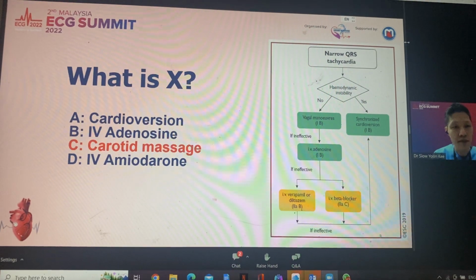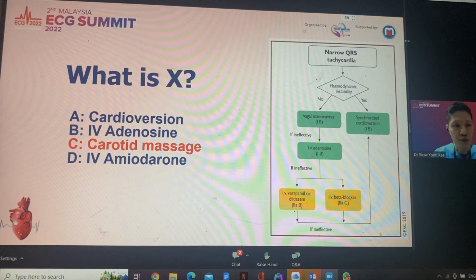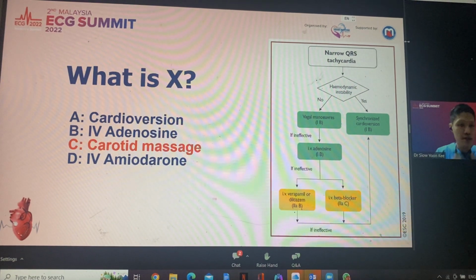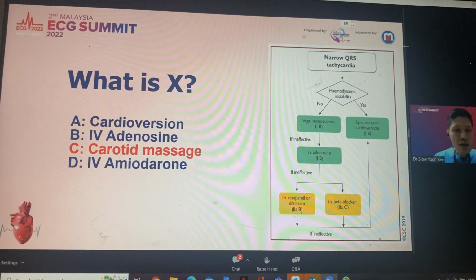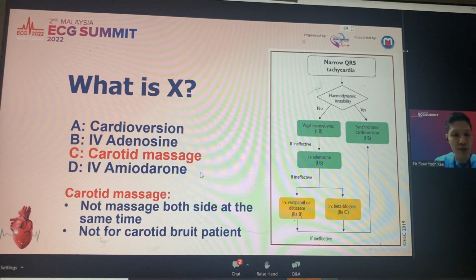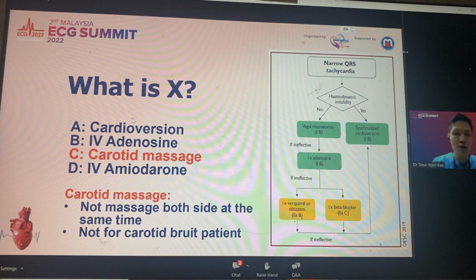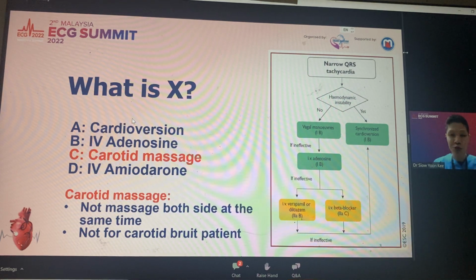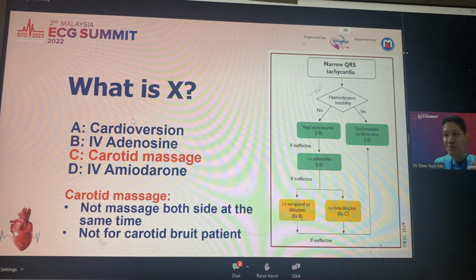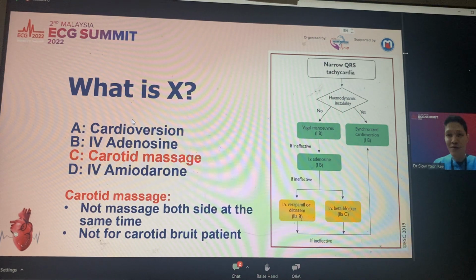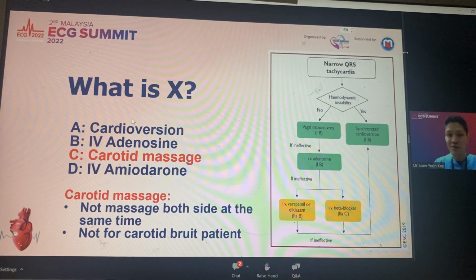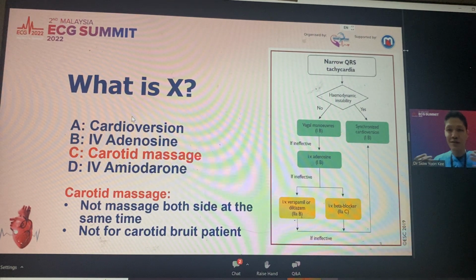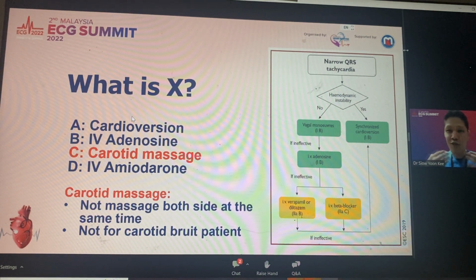Before we give IV adenosine, always remember we have to do the vagal maneuvers. Of course, not only carotid massage, some other vagal maneuvers can also be used. But bear in mind something very important before you proceed to the carotid massage. Make sure not to massage both sides at the same time, because when the patient comes into the emergency department, everybody will jump onto the patient, doing punctures and putting in a cannula. So we may help each other to massage both sides of the carotids.